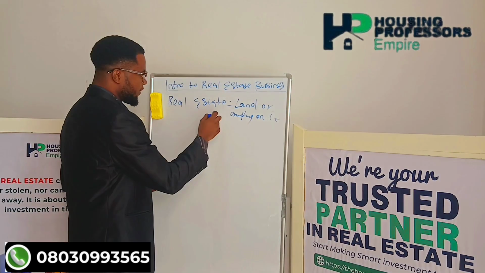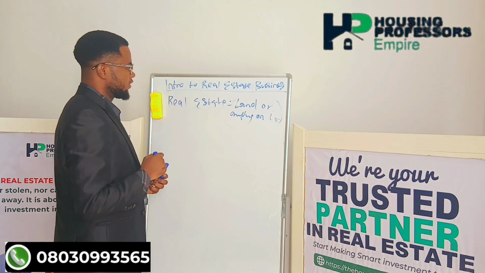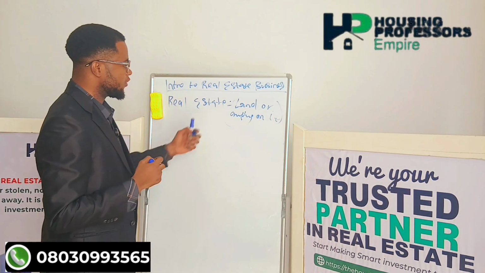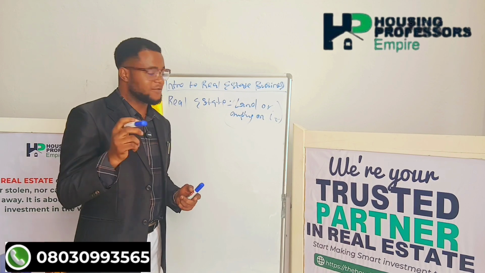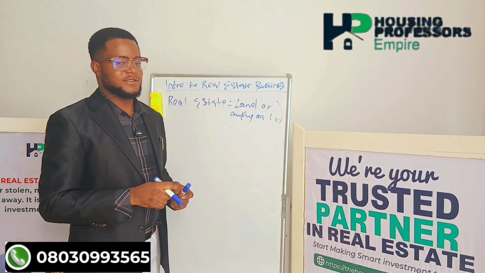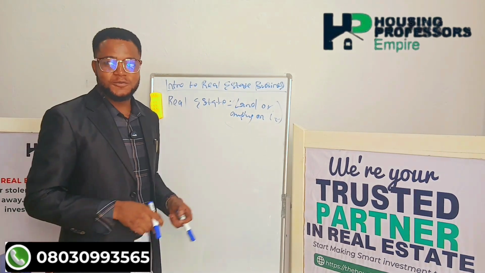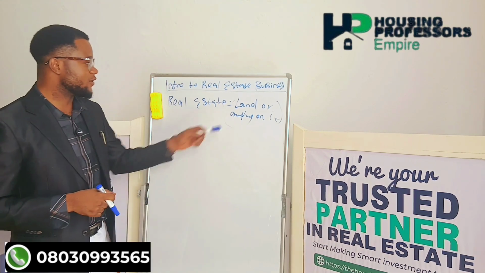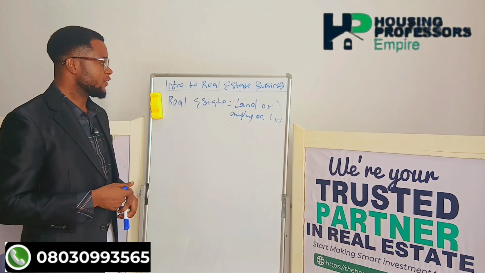So if you go by this definition, you will believe with me that everybody is involved in land or anything on it. Nobody lives in a bush, and even if you live in a bush, it is also land. So whether you are living in the bush or in a home, you will have to agree with me on this definition that real estate is land or anything on it.